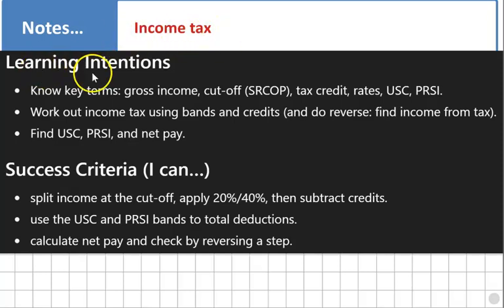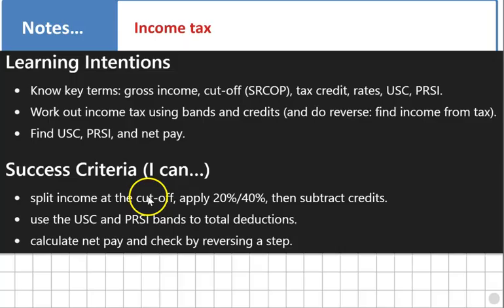Income tax, learning intentions. Know key terms: gross income, cut-off, tax credits, rates, USC, PRSI. Work out income tax using bands and credits and do the reverse, find income from tax. Find USC, PRSI and net pay.